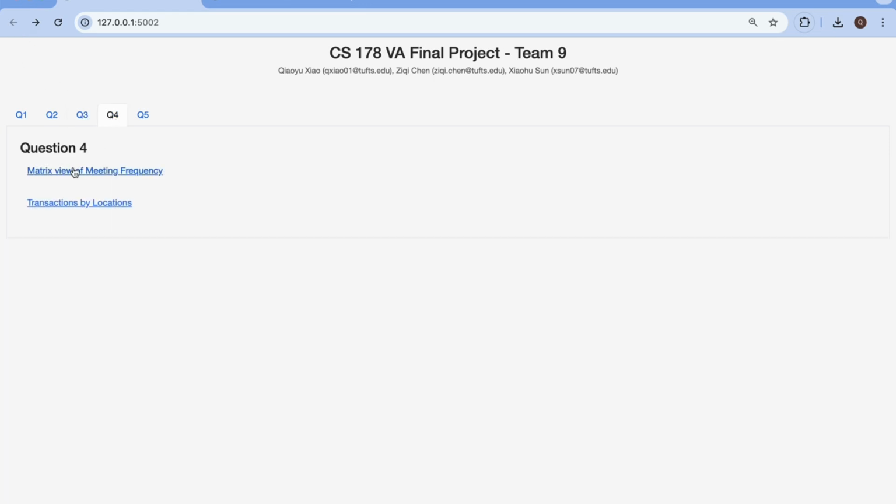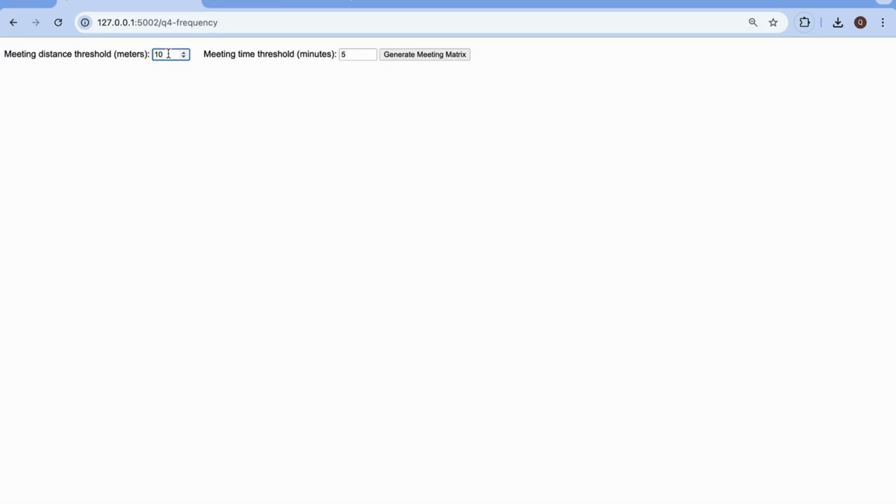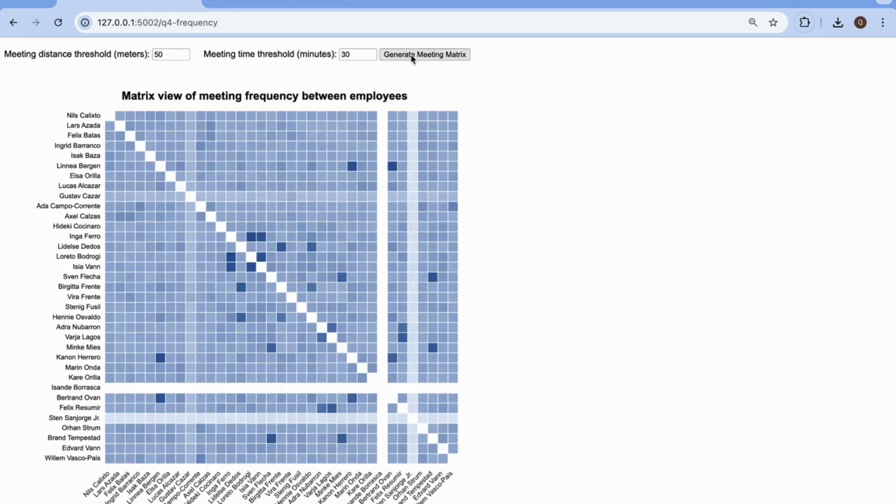For the next one, we can see the matrix. Let's see here, we use 50 meters and 30 meters and generate the meeting matrix. As you can see here, this matrix shows how often two people were near each other, by setting a threshold on the top. The darker the square, the more frequent the meeting. Another feature is that when I hover over here, we can see Loreto and Ilse met 51 times.